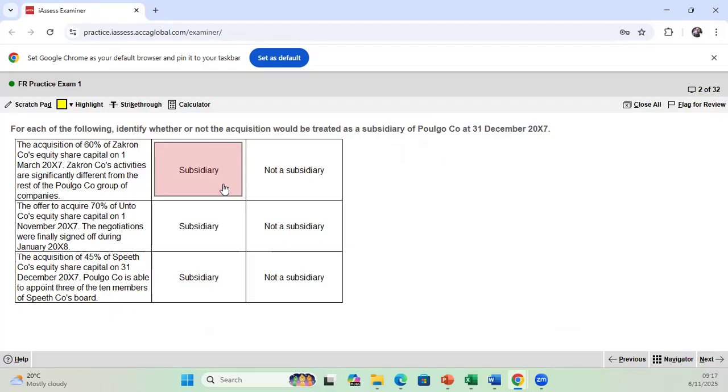Then what about the second one? I've done the first one. The second one is yours to try. What can you say about the next one? What can we say about the next one?